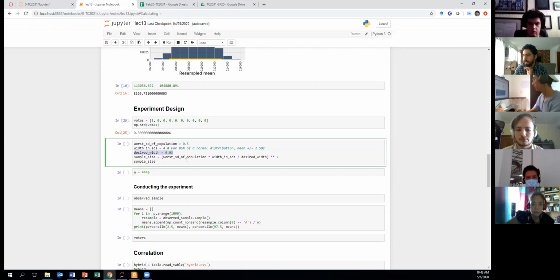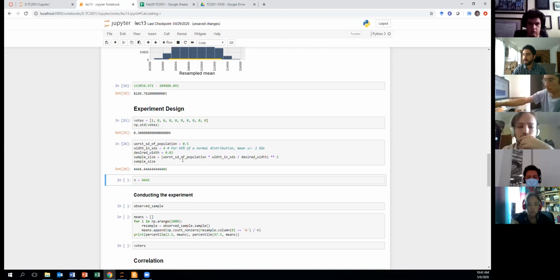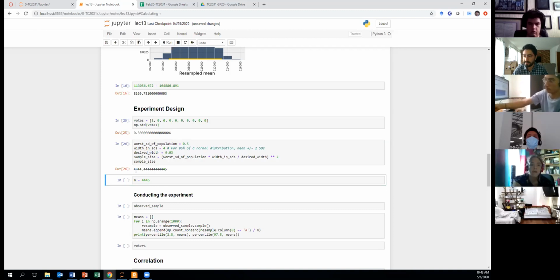So basically, I calculate my sample size as you see in the equation. My sample size is equal to my worst-case standard deviation of the population, 0.5, multiplied by the width in standard deviations, divided by the desired width, all to the power of 2. If I do that, I get 4,444.444, which can be rounded to 4,445 samples.